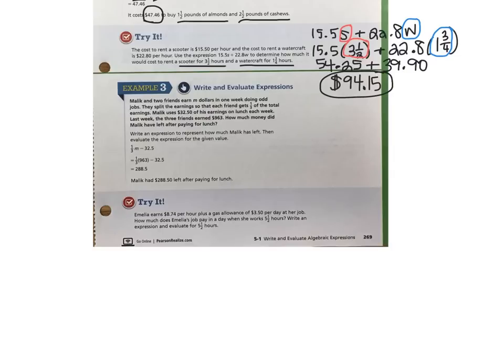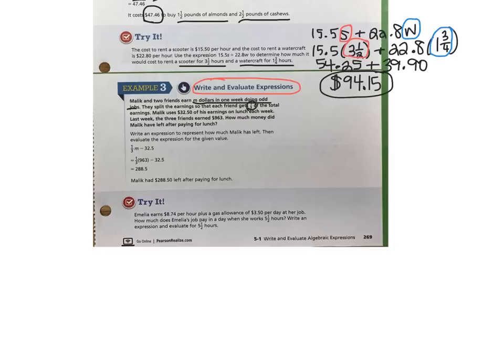Now take a look at example 3. In example 3, you are asked to do two things. You are asked to both write and evaluate an expression. Malik and two friends earn M dollars in 1 week doing odd jobs. They split the earnings so that each friend gets 1/3 of the total earnings.